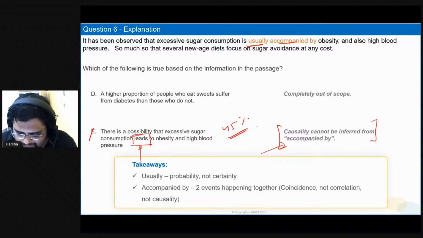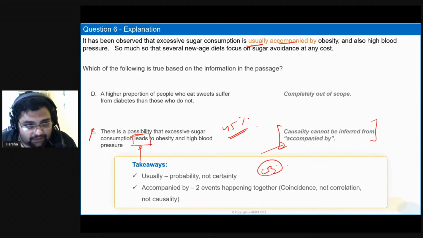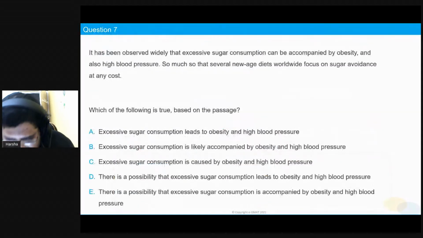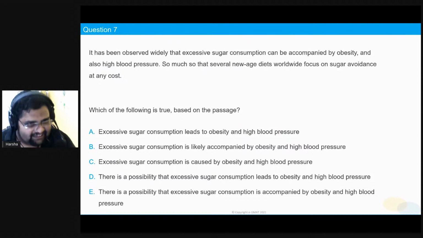So we discussed two things. One is the concept of certainty, what is 100% certain, what is not certain. The other one is coincidence, causality, correlation. These are all very, very important concepts, so make sure you get this right. Now let's come to question 7. It's not the same question, there is a difference. So let's do question 7 now.